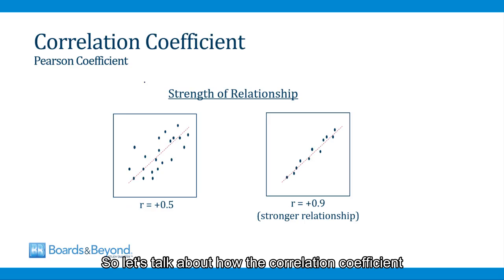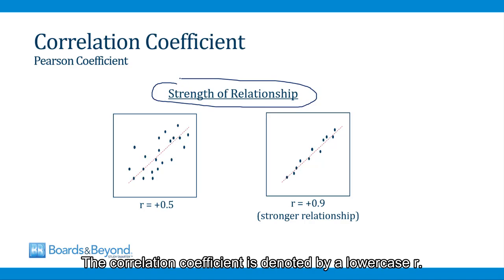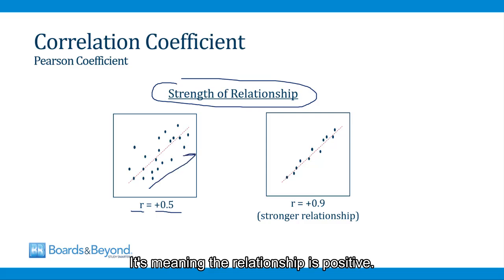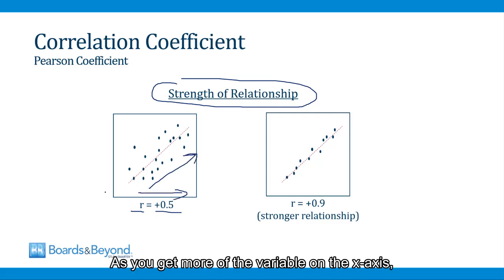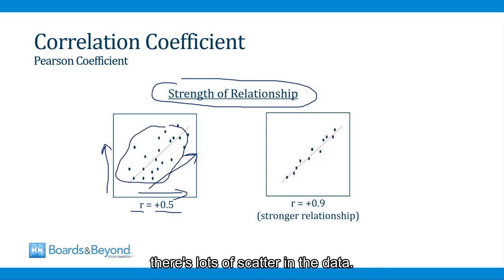So let's talk about how the correlation coefficient describes the strength of a relationship between two variables. The correlation coefficient is denoted by a lowercase r. And in these data on the left, the best fit line through the data has a correlation coefficient of +0.5. It's positive, meaning the relationship is positive. As you get more of the variable on the x-axis, you have more of the variable on the y-axis. But the value is 0.5 and not closer to 1. And the reason that's the case is because, as you can see, there's lots of scatter in the data. An r value of +0.5 represents a relatively weak relationship between the two variables.